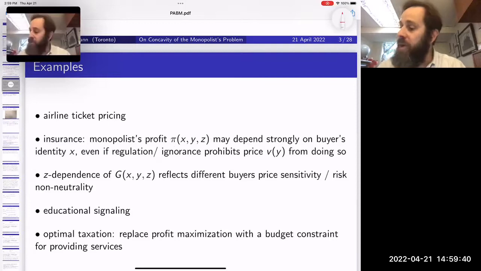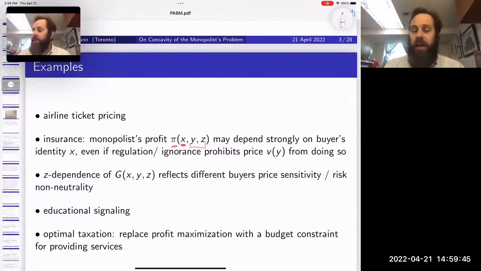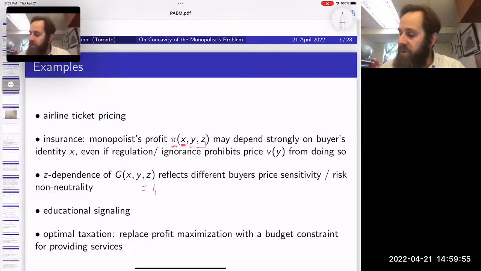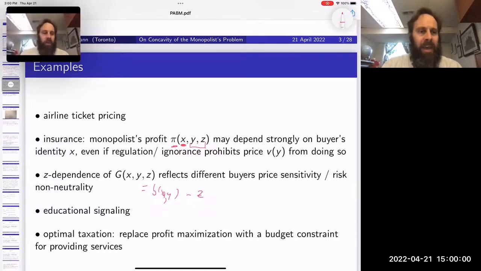And in that application, the monopolist profit would depend strongly on the identity of the agent and not only the product and price that they sell them. In a lot of the literature, this function separates into a function of the agent type and the product type, and what they pay enters linearly. That's sometimes called the quasi-linear model. But part of the work that I want to describe is how to handle the case where the sensitivity to price can be nonlinear and can depend on the identity of who's buying and so on.